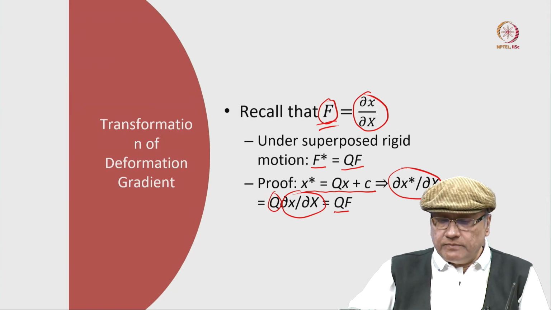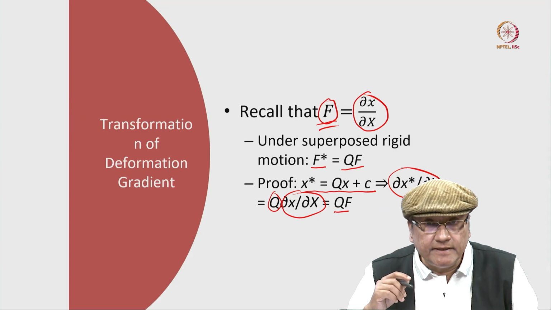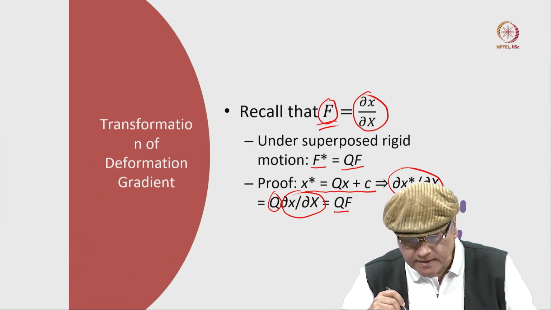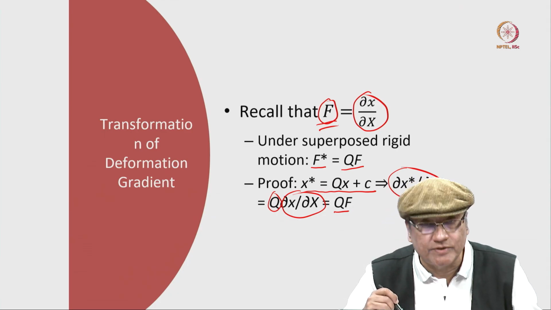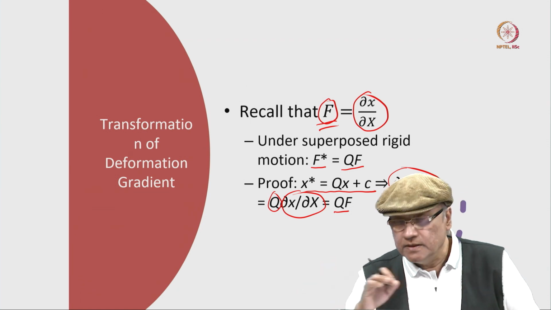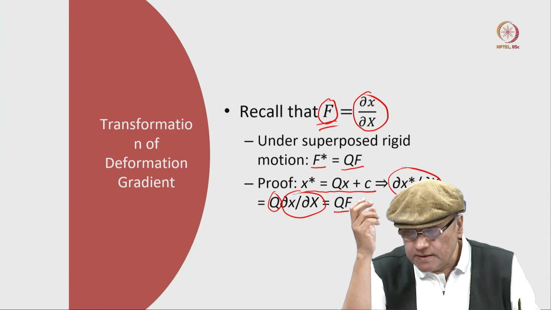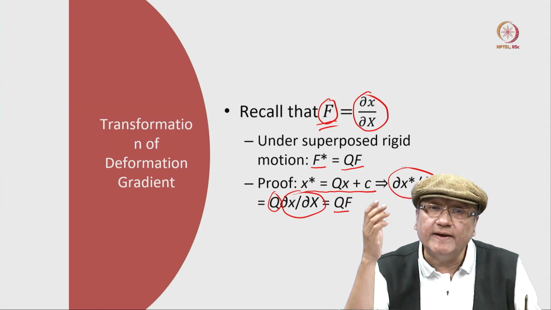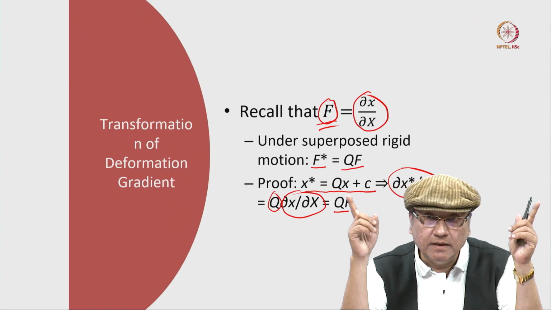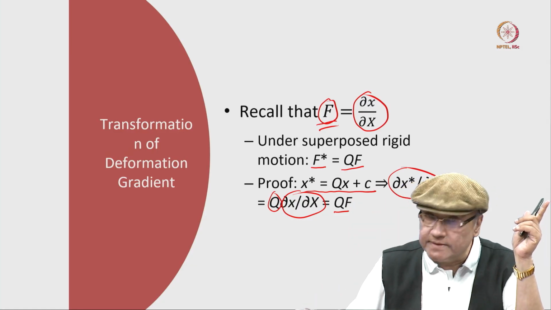Now this is not an objective transformation, in the sense that if we were to have an objective transformation, then F star would have been QFQ transposed, but that Q transposed post multiplier is missing here. So F star cannot be considered to be an objective kind of tensor. That is obvious because the deformation gradient F has two legs, one on the reference configuration and the other on the deformed configuration. So that is the reason.